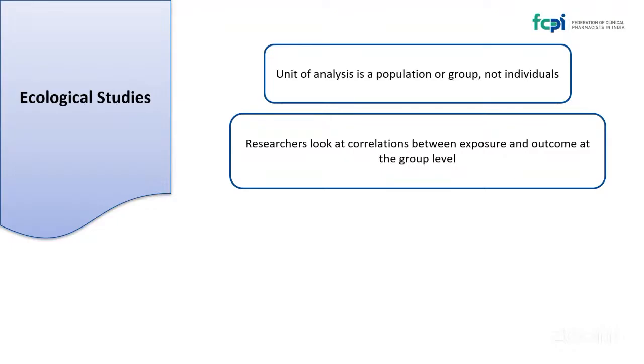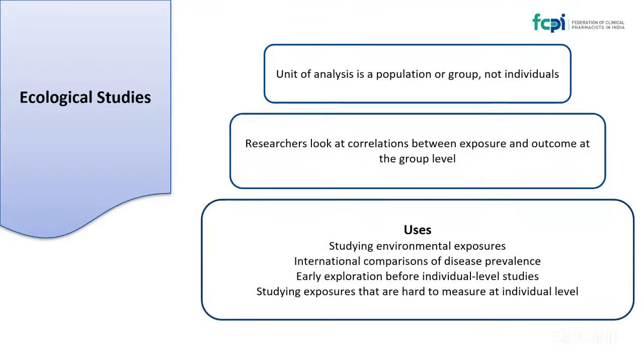Here the groups are studied, and the use of the ecological study is that it will study environmental exposure, because we are going to involve a group of population in our study. The interventional comparison of disease prevalence can also be studied here. It will give an early exploration before an individual level study, and it will study exposures that are hard to measure at the individual level. So these last two statements mean that the ecological study comes between the individual study and the group study.